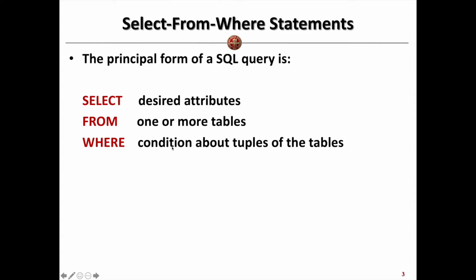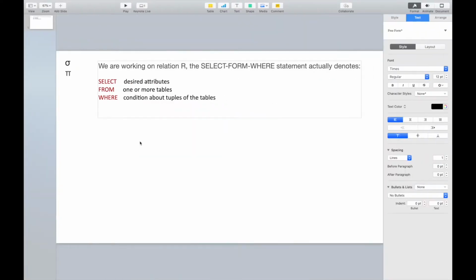So if you still remember, we have studied this in the relational algebra before, right? If we want to know what this means, we can first write the relational algebra expression for this statement instead. Then you should be able to know what we are doing by writing the select from where statement as shown here. So formally, let's assume we are working on a relation R, and the select from where statement we showed before denotes what? Select some desired attributes from one or more relations where is a condition.